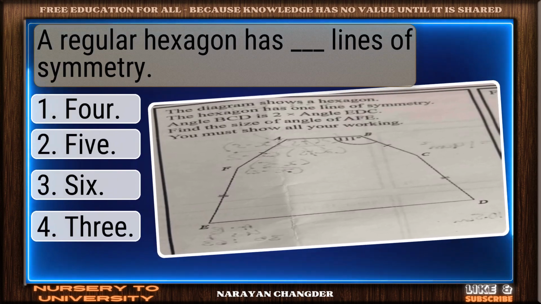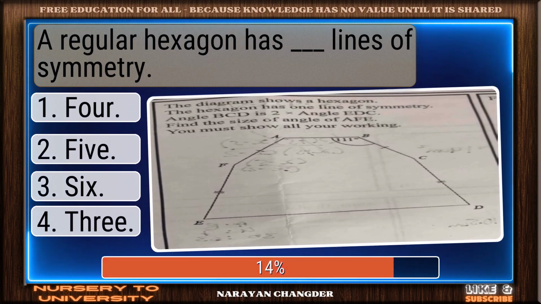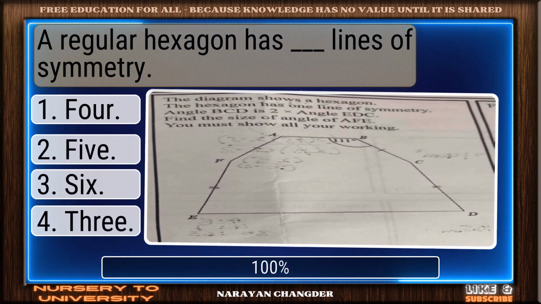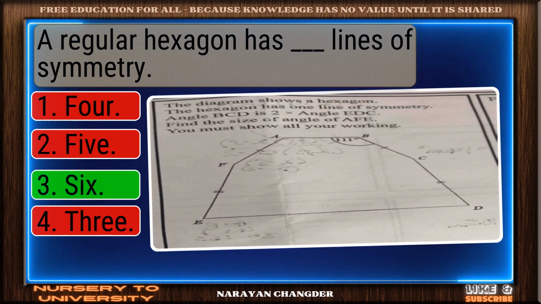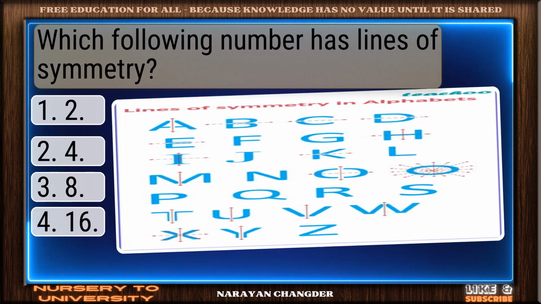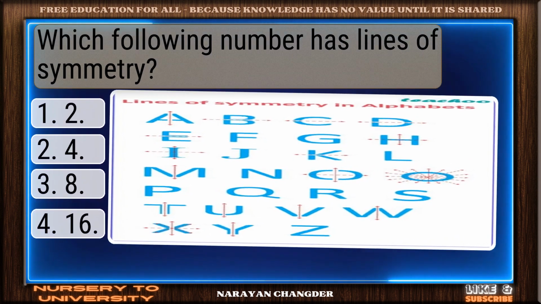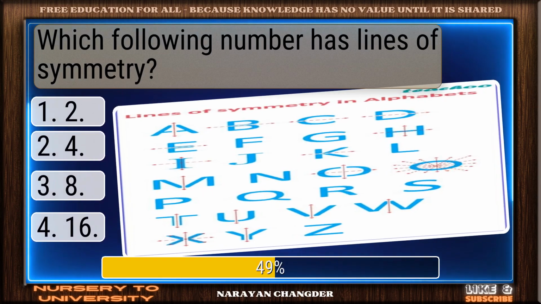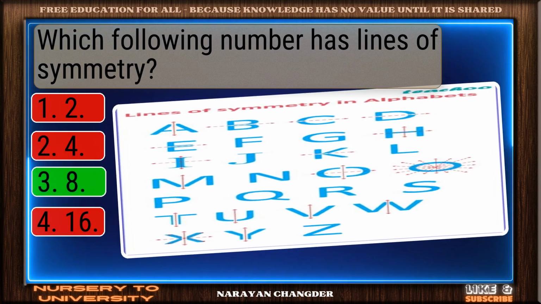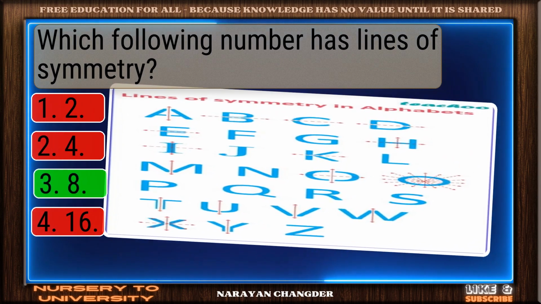A regular hexagon has dash lines of symmetry. Good job. Your answer 6 works well here. Which following number has lines of symmetry? Perfect. 8 is the correct choice.